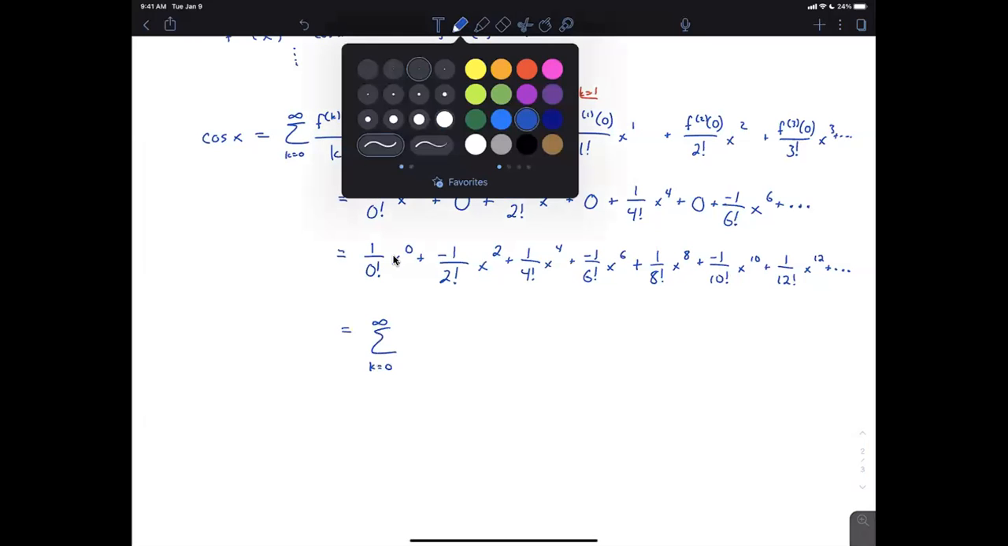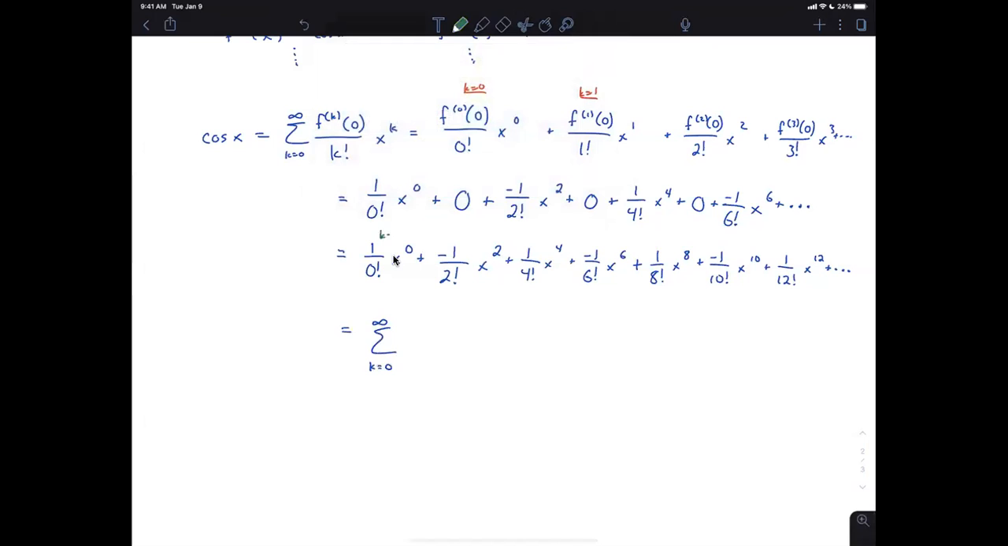But if you start at k equals 0, then the next term has to be k equals 1, not k equals 2. The next one is k equals 2, k equals 3, k equals 4, k equals 5, and k equals 6, and so on. And so what we're trying to do is come up with a formula for this. Well, there are three things that are happening. You've got a numerator, a denominator, and then a power of x. So the numerator is alternating 1 to negative 1.